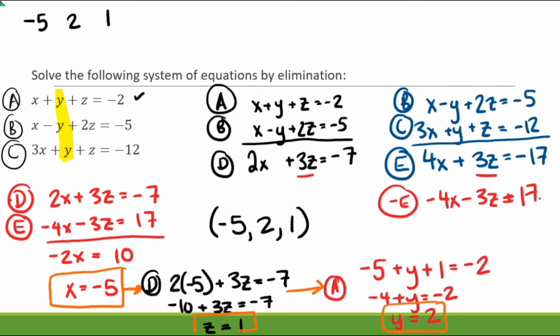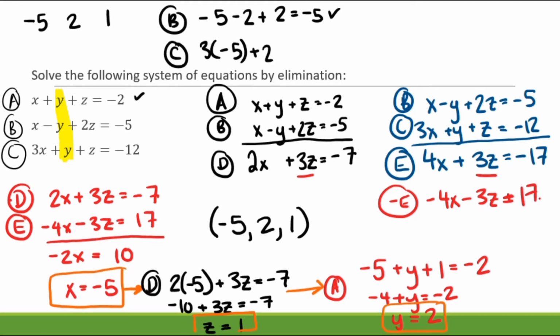So for B, negative 5 minus 2 plus 2 times z is 2 equals negative 5. Is negative 5 equals negative 5? Yep. Check it in C. Is 3 times negative 5 plus 2 plus 1 equal to negative 12? Negative 15 plus 2 is negative 13, sorry, negative 13 plus 1 is negative 12. Yep. So this answer has been verified.